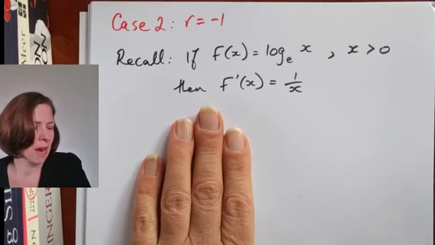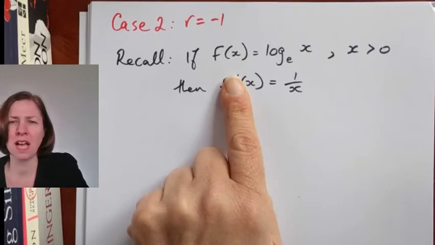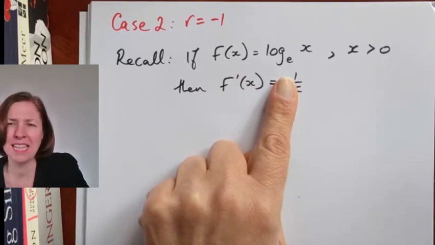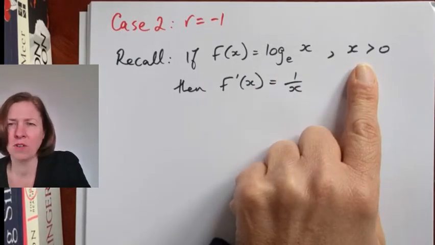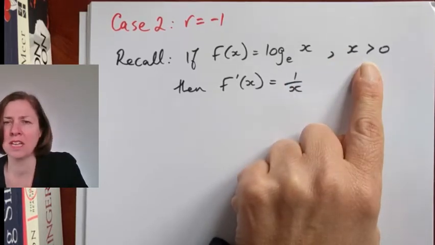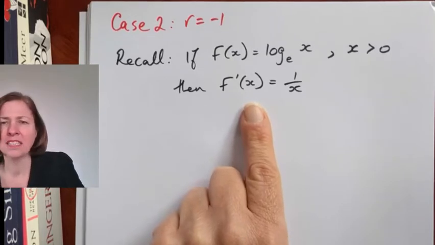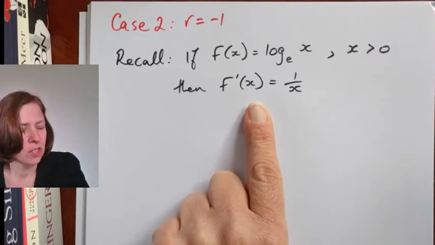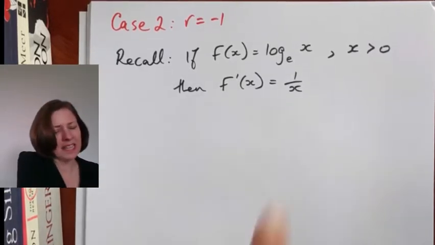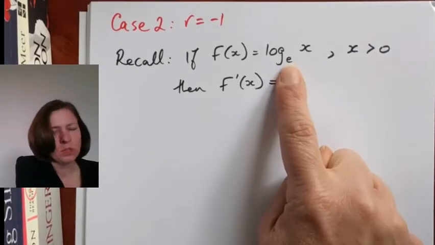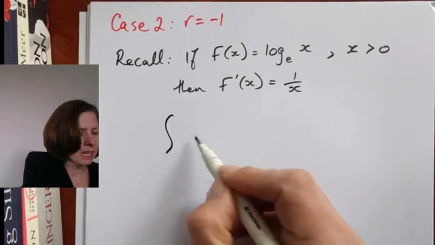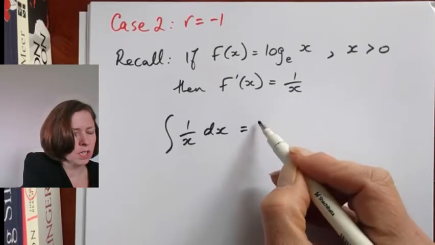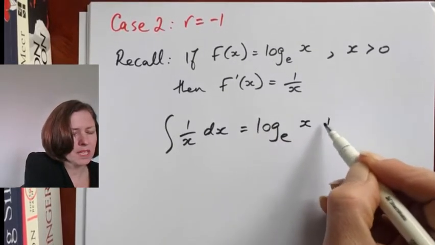So let's just go backwards a little bit. We're going to go back and revise some more derivative work. If I make capital F of x equal to the function log base e of x, and remember that the argument of a logarithm needs to be positive, so x has to be greater than 0, then I know that f dash of x is going to equal 1 on x. That's a derivative that we've previously learned. So that means that it must be the case that the antiderivative of 1 on x equals log base e of x, with my plus c, of course. So the antiderivative of 1 on x dx is going to equal log base e of x plus c.